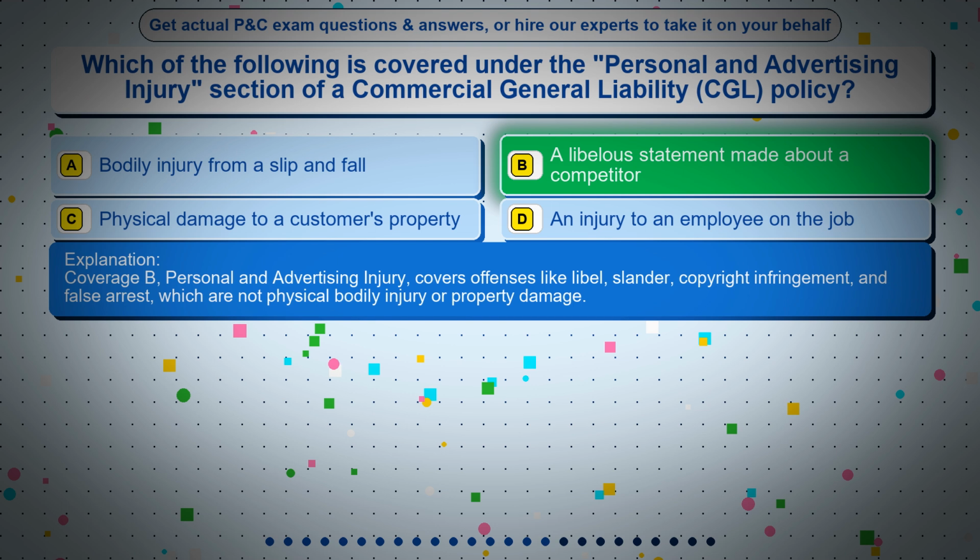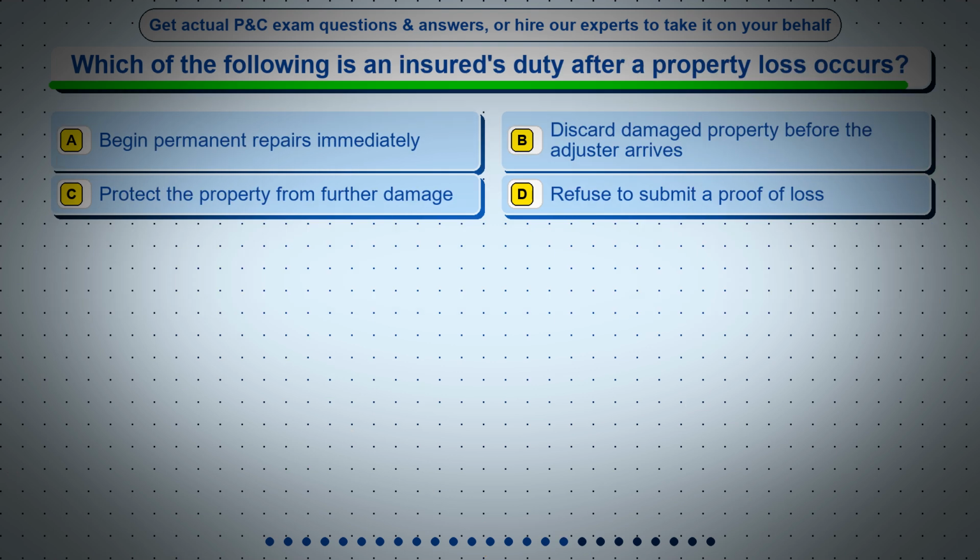Coverage B, personal and advertising injury, covers offenses like libel, slander, copyright infringement, and false arrest, which are not physical bodily injury or property damage. Question 17.